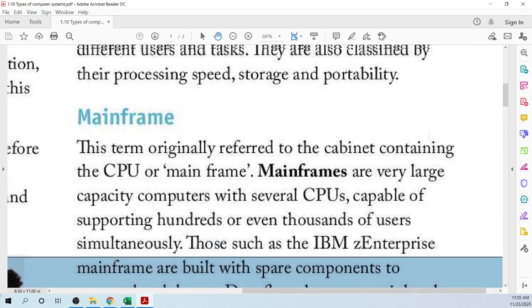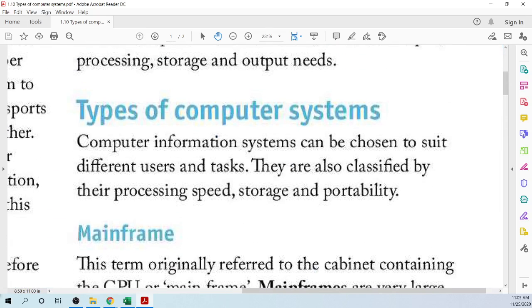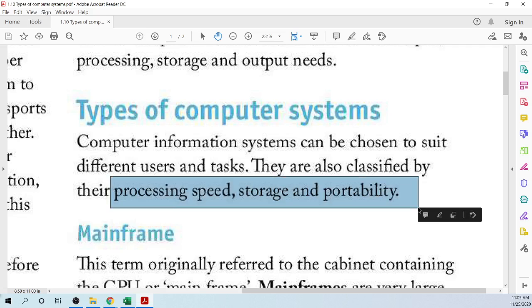Good. So, before we get into mainframe, the first paragraph here is telling us that the types of computers are classified based on their processing speed, their storage, and their portability. So, how much data it can process, how much data it can store, and how portable the computer system is. All of that will determine what category it would fall under.